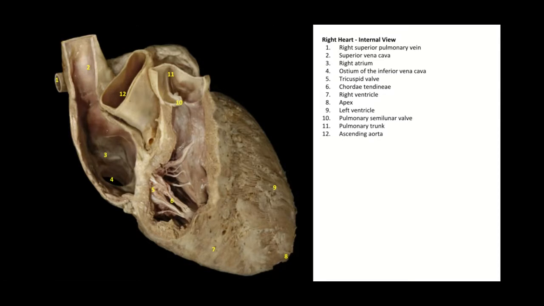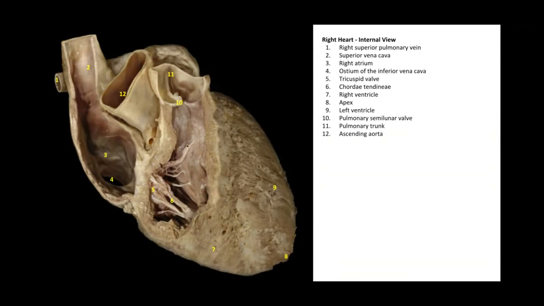Here you can see the right side of the heart. In the right side of the heart, you have number 2 as the superior vena cava and number 1 as the pulmonary vein from the right side. You have the cavity of right atrium here, and number 4 is the opening of inferior vena cava here. You have the right ventricle, and you can see the chorda tendineae in right ventricle, which come to papillary muscle here, and you can see the tricuspid valve.